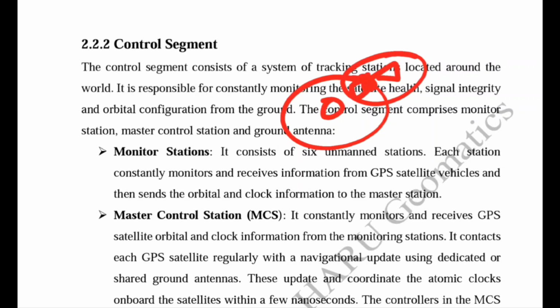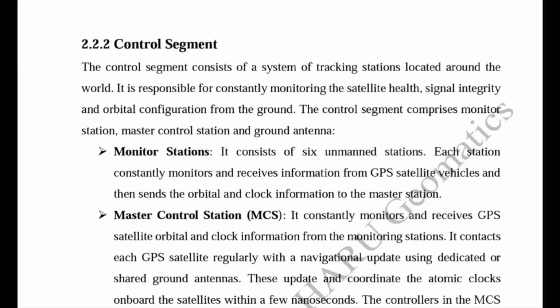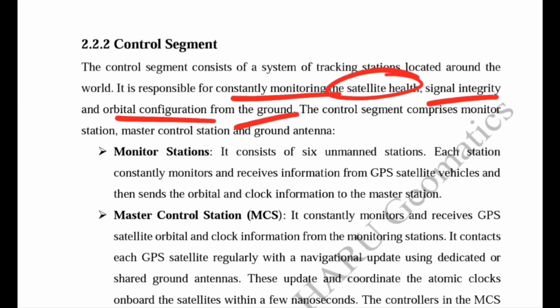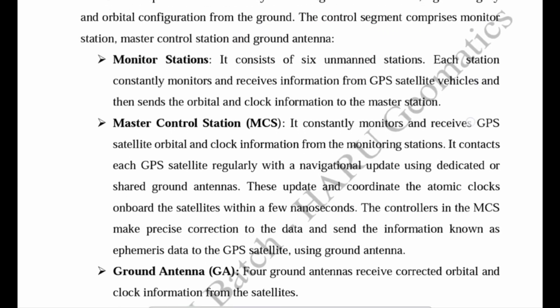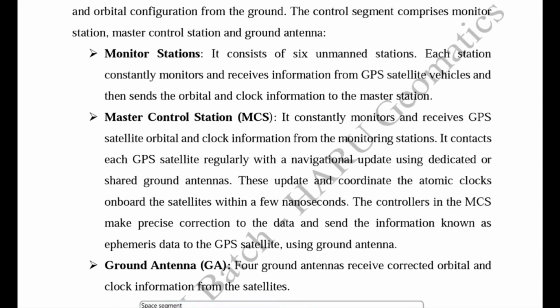So this monitoring and controlling of the satellites is done in the control segment with the help of the monitor stations, and these stations constantly monitor the satellite health, signal integrity and the orbital configuration from the ground. So this control segment consists of monitor stations, master control station and ground antenna. And we know that the monitor station monitors the satellites. We can say their health.